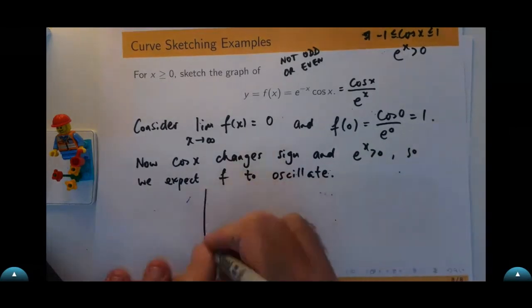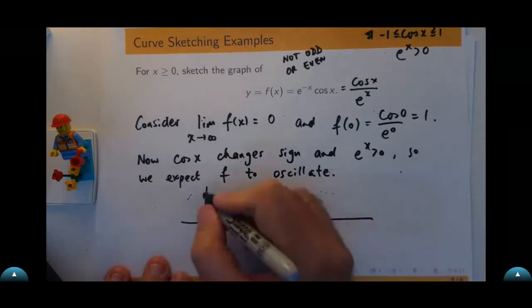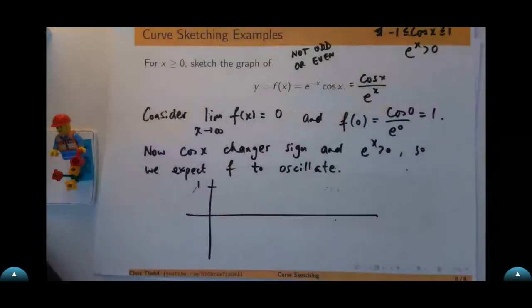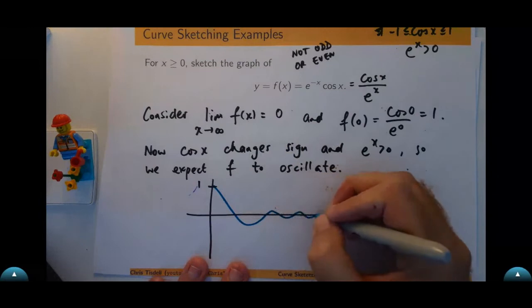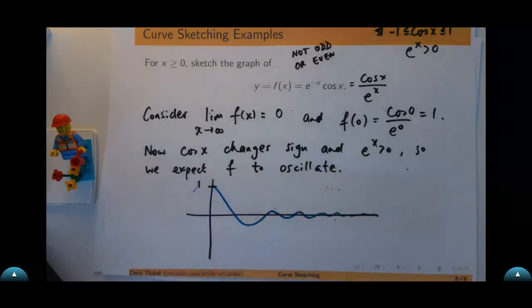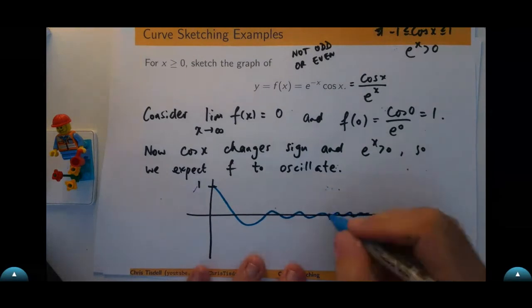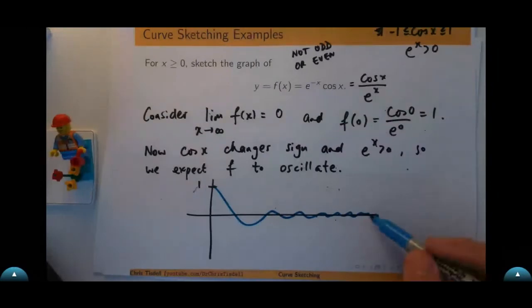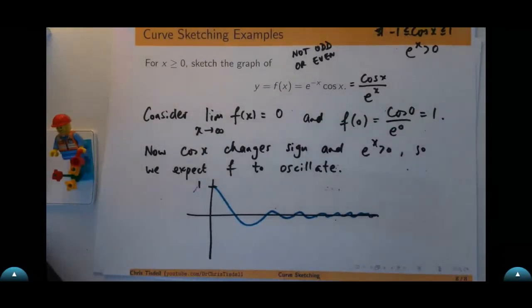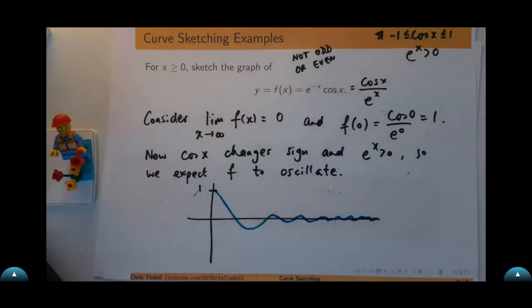So let's put all those things together and see if we can make a rough sketch. Okay, so it's going to go down here and then something like that. All right, that's my rough sketch. Okay, if you think of these as waves, the waves are getting smaller and smaller as we tend to the right.